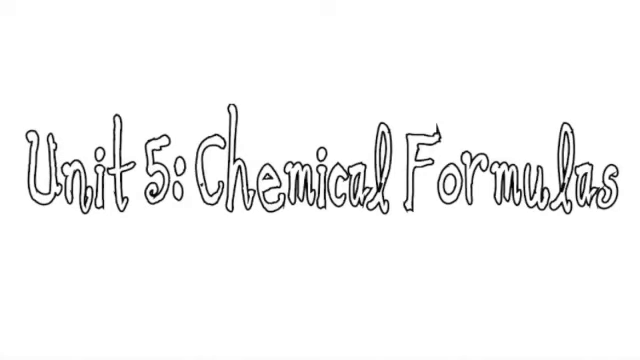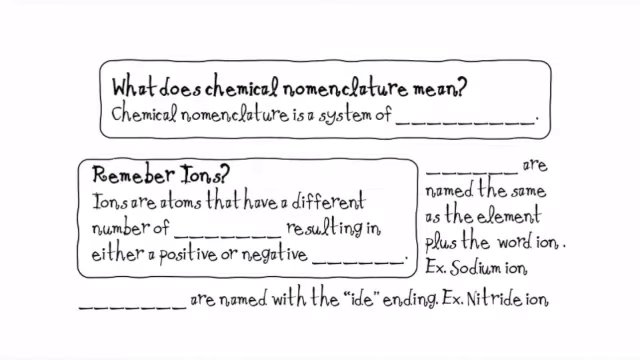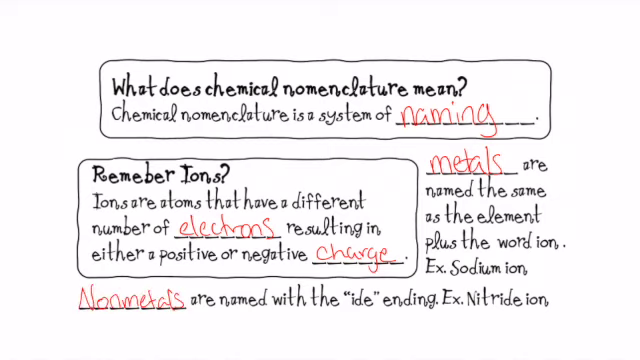Unit 5, Chemical Formulas. What does chemical nomenclature mean? Chemical nomenclature is a system of naming. Remember ions? Ions are atoms that have a different number of electrons, resulting in either a positive or negative charge. Metals are named the same as the element plus the word ion, so sodium ion. Nonmetals are named with the "ide" ending, so nitride ion or chloride ion.